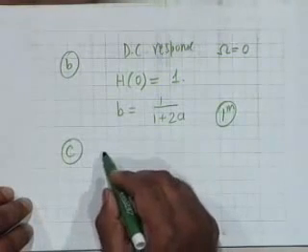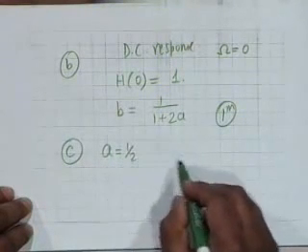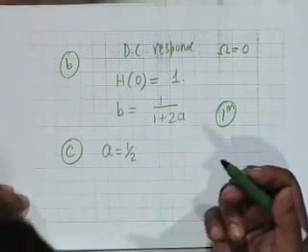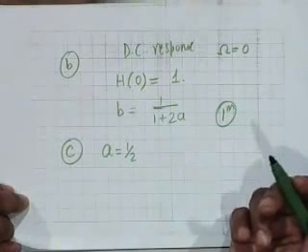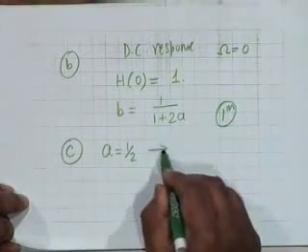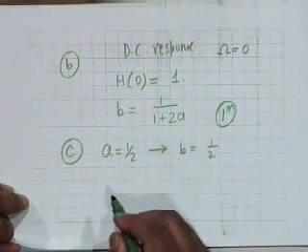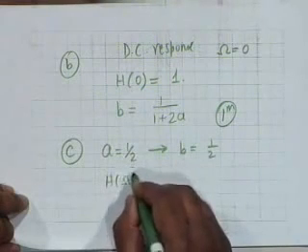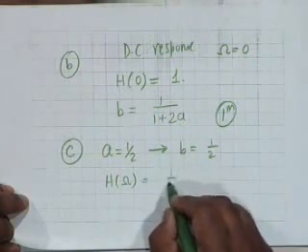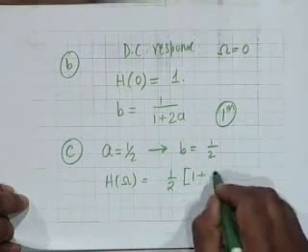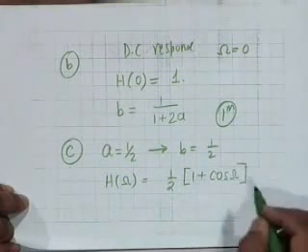Part C was for a equal to half, you are required to determine and sketch the magnitude and phase response. Well, a equal to half obviously leads to b equal to half. B is 1/(1 plus 2a). And therefore, capital H of omega is half (1 plus cosine omega).